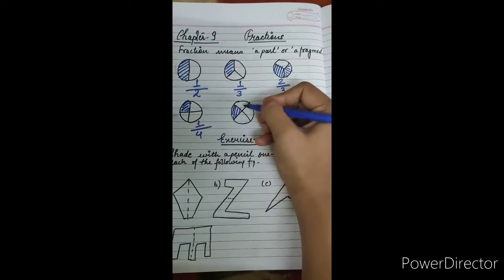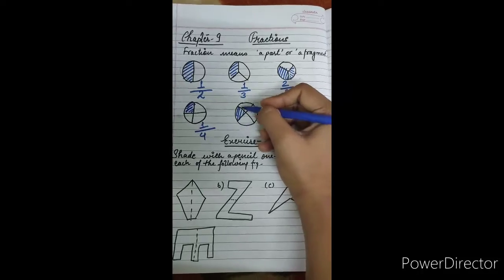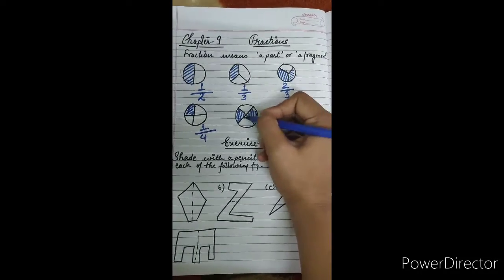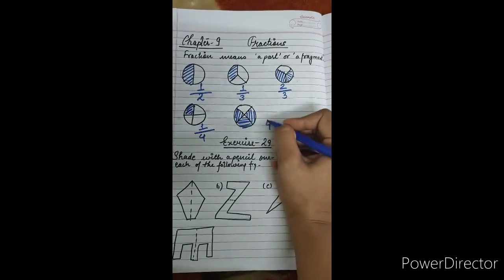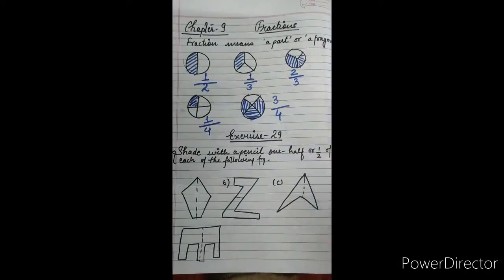Suppose this is a circle and divided into 4 equal parts, and 3 parts are shaded. Total parts are 4 and how many parts are shaded? 3. So, this is 3/4.